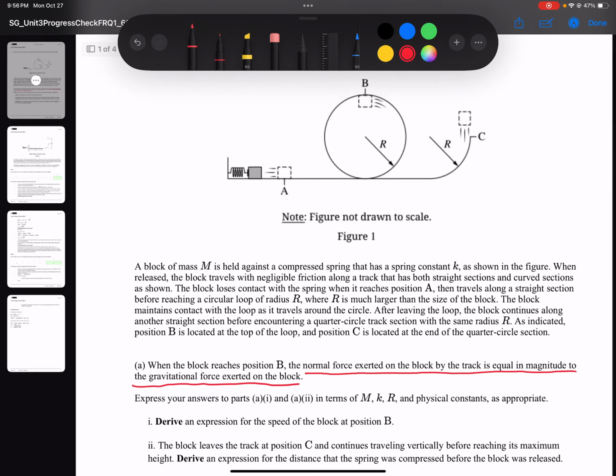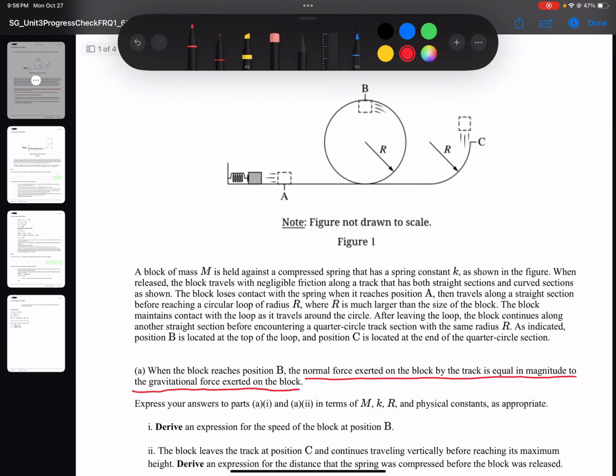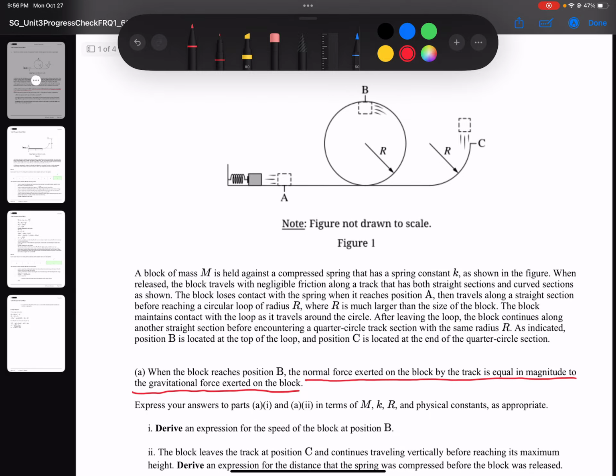This is actually very similar to the one that was on the problem set. We're looking at this block that is moving along the track, and then it's going to go through this loop-de-loop, and then it's going to get launched at position C. So it's going to be compressed by the spring, which gives it some kinetic energy at point A, then it's at point B going through the loop-de-loop, and then at point C it's just going to launch straight up in the air.